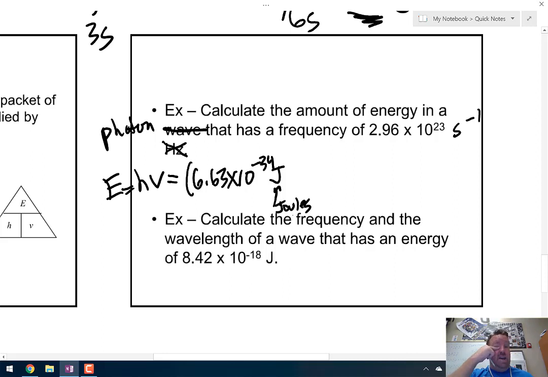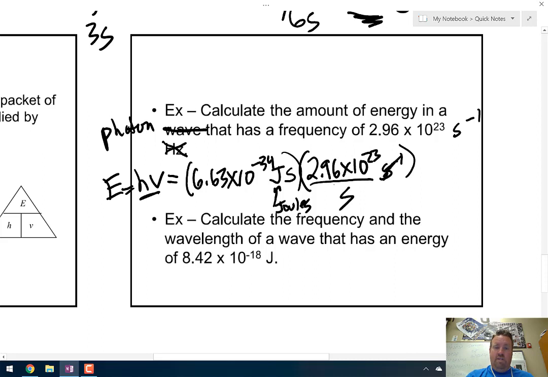And that is in the metric system. So you can have kilojoules, you can have millijoules, just like you can have kilometers or kilograms and milligrams and stuff like that. So joules, and then we have an S, and that is the seconds part. And now we're going to multiply that because it's Planck's constant times the frequency, 2.96 times 10 to the 23rd, and again, that's seconds to the minus 1. And so really, remember, that means that number is over seconds. So those seconds and those seconds cancel.